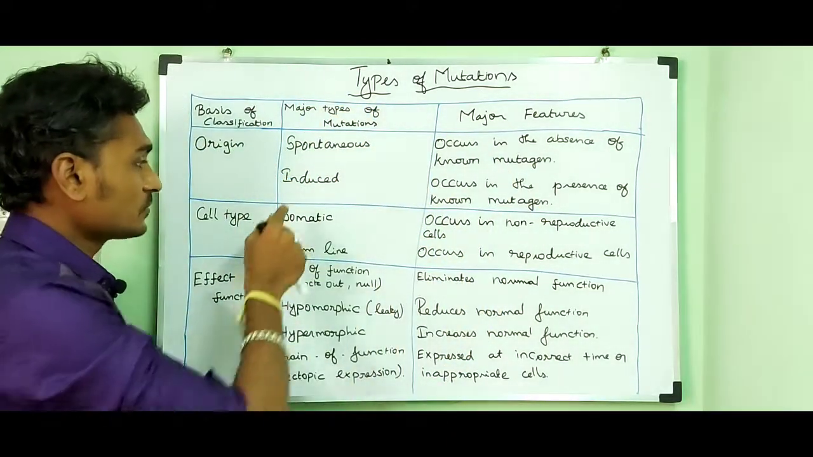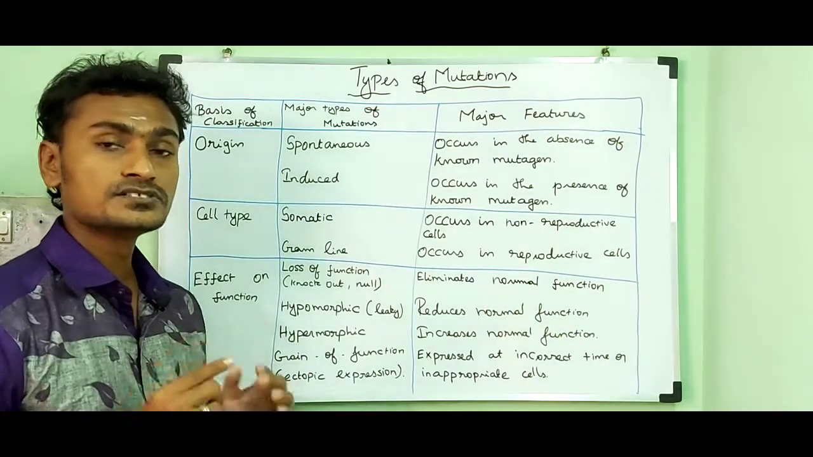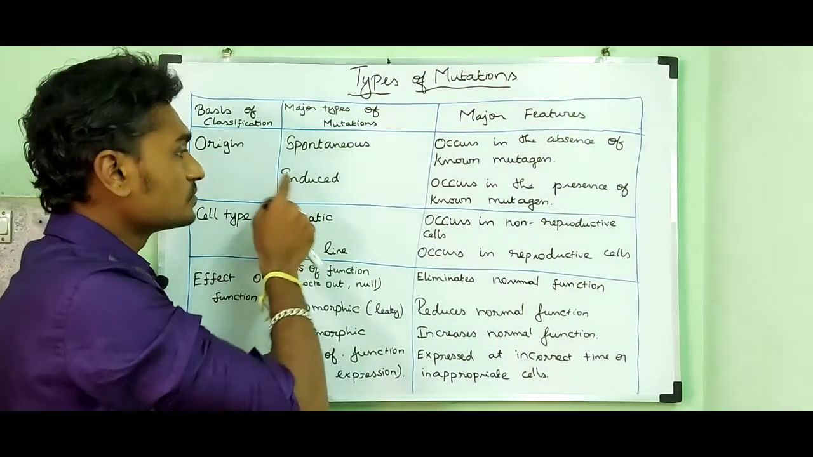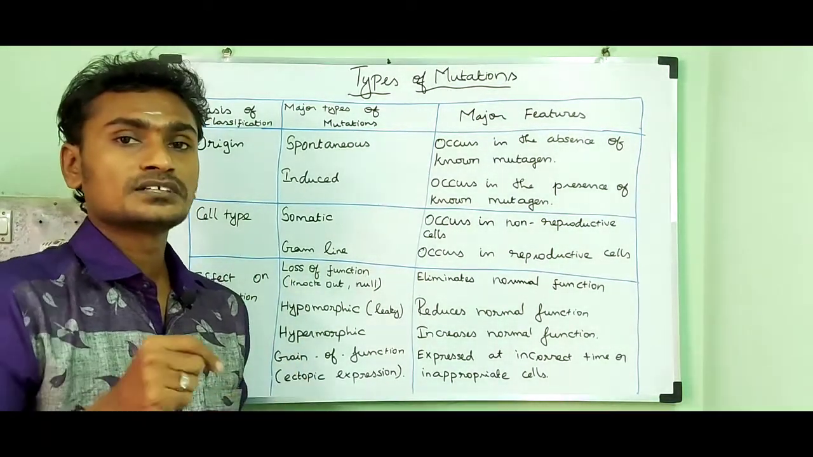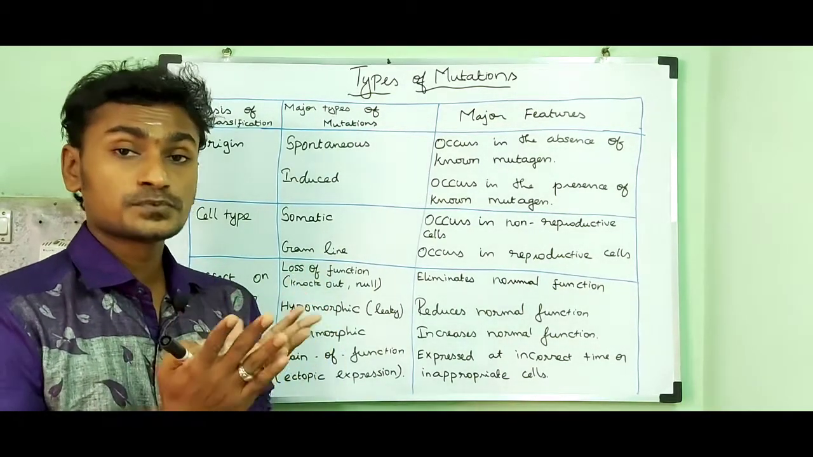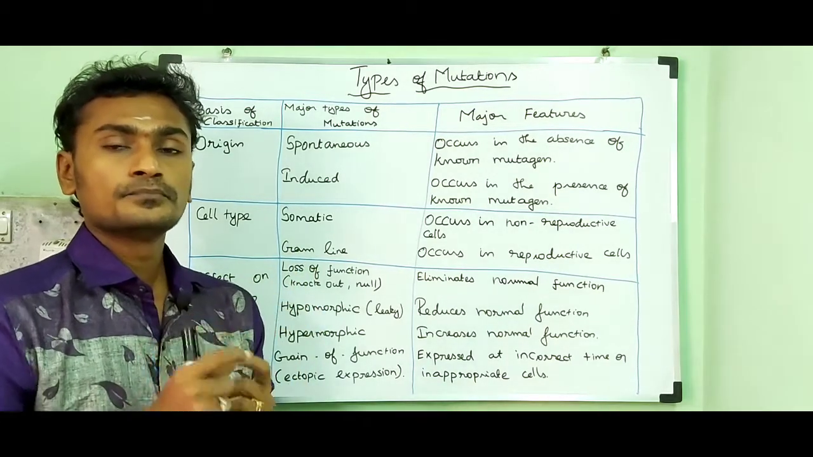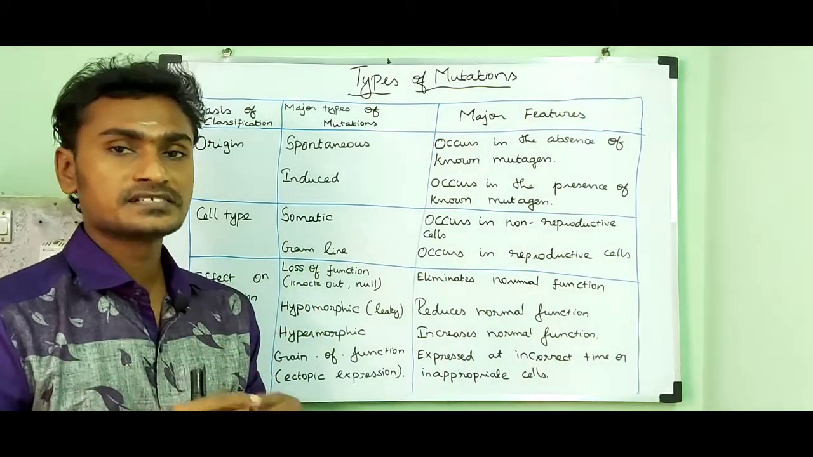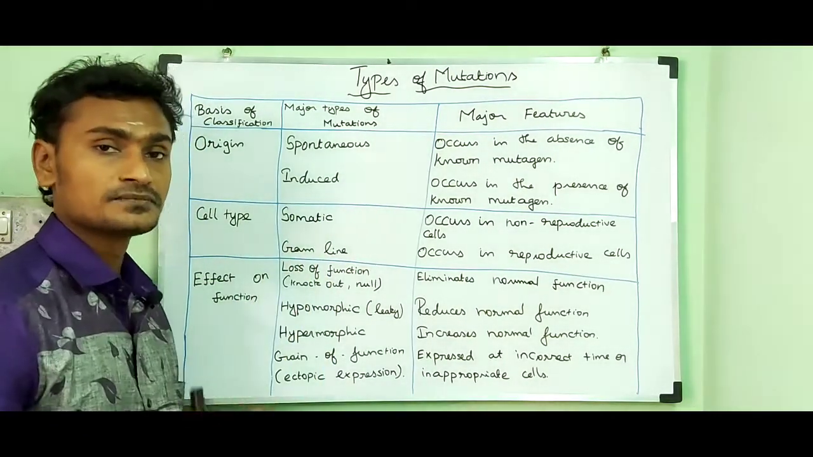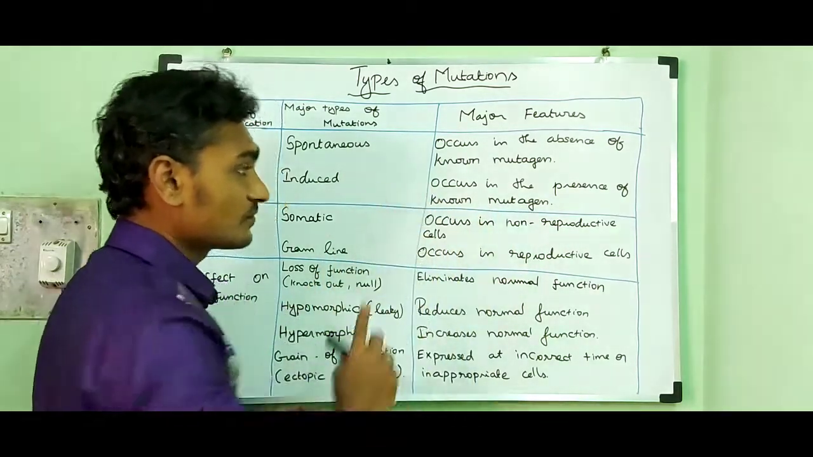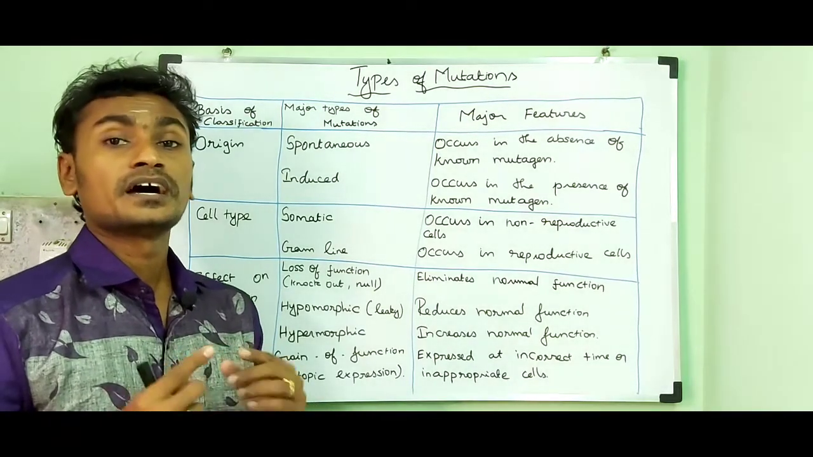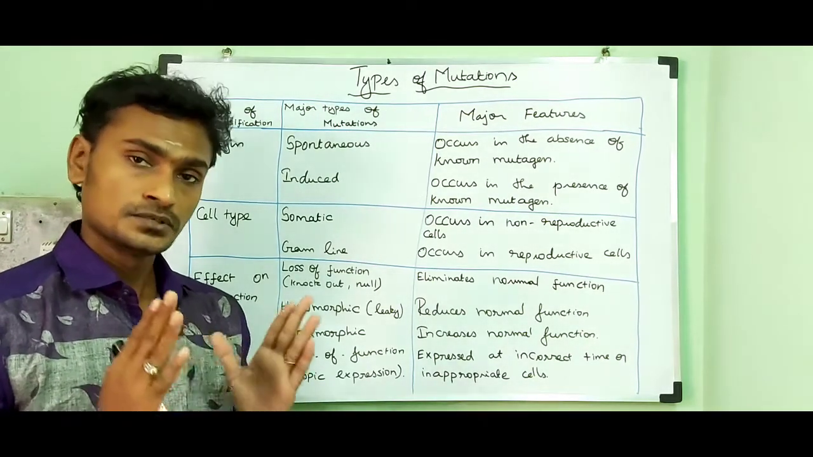Then the second one is induced mutation. Induced mutation means artificially we induce that mutation. So induced mutation is otherwise called artificial mutation. We can expose the organism to the mutagen and it results in the mutation. It occurs in the presence of a known mutagen. That means we can identify the agent which causes the mutation.